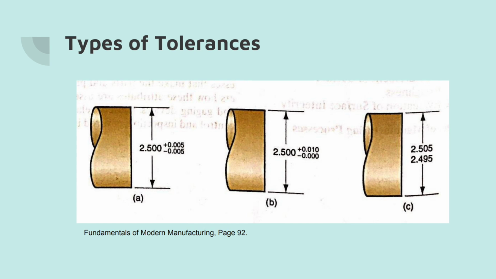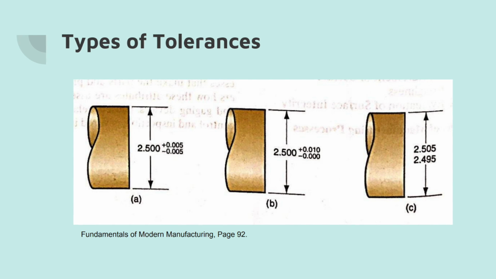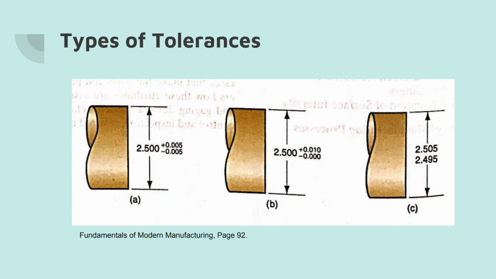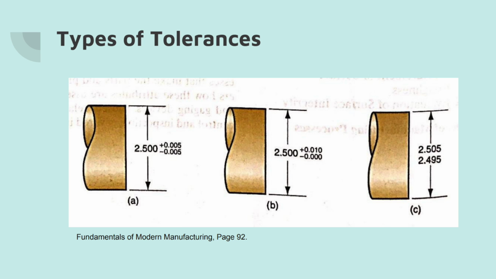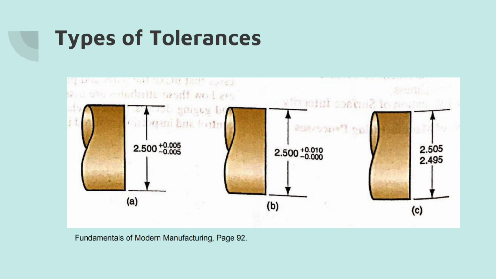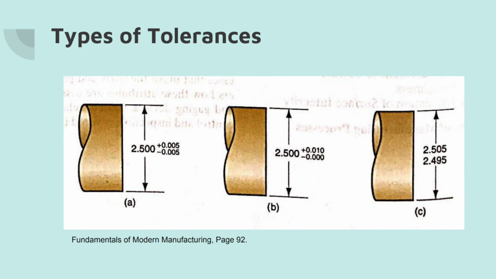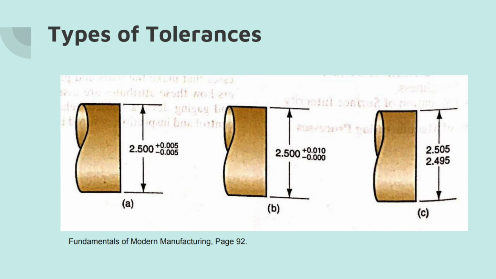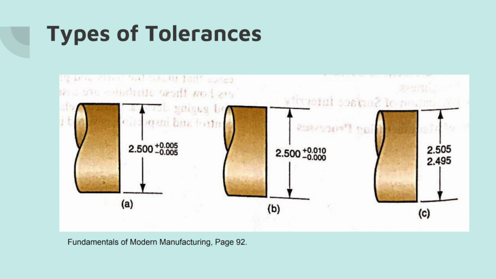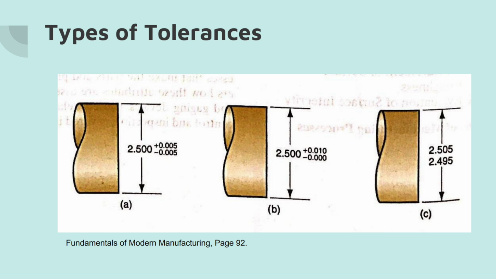Image B shows a unilateral tolerance, where variation is only allowed in one direction, either up or down, but not both. In this image, the part is allowed to be 2.5 units long, plus 0.01 units, but it cannot deviate in the negative direction. Image C shows limit dimensions, which are completely different from the first two types of tolerances. Instead of having a nominal value along with an upper and lower deviation, limit dimensions simply give the minimum and maximum allowed values for that specific part size. This part's length is allowed to range from 2.495 units to 2.505 units.